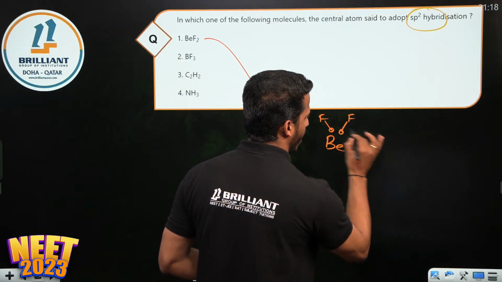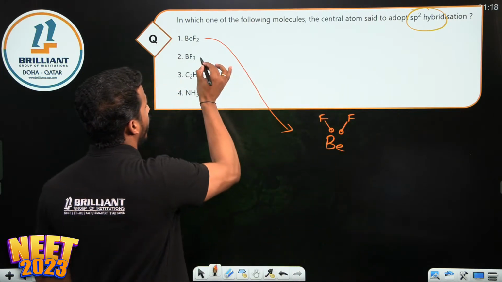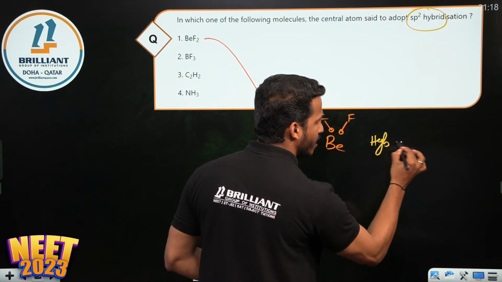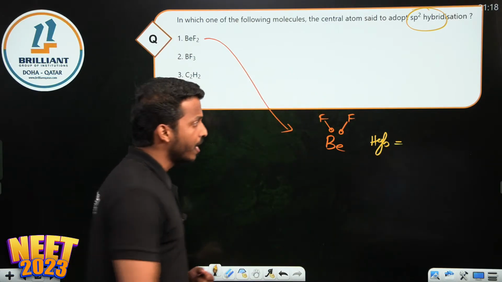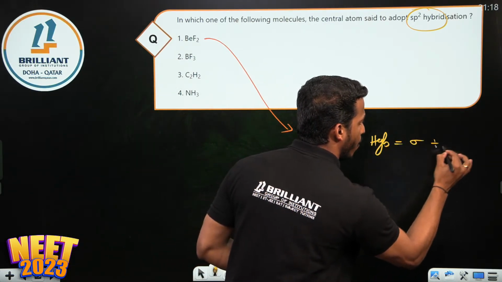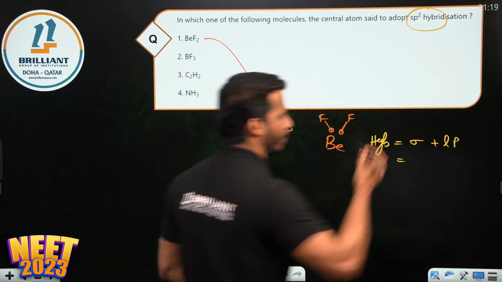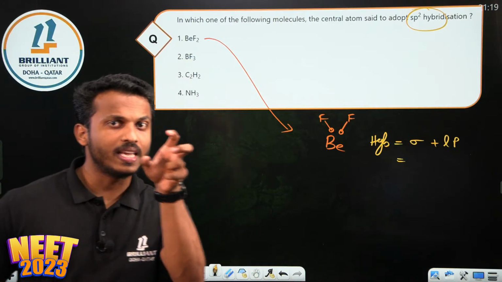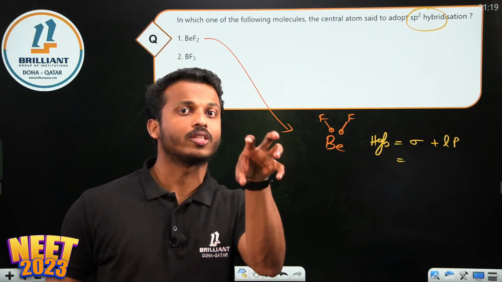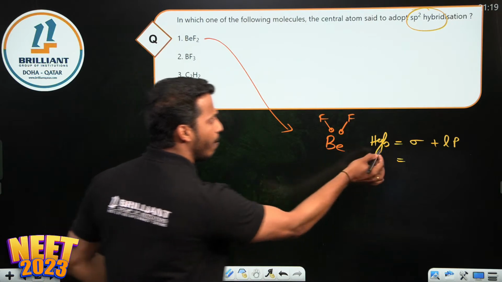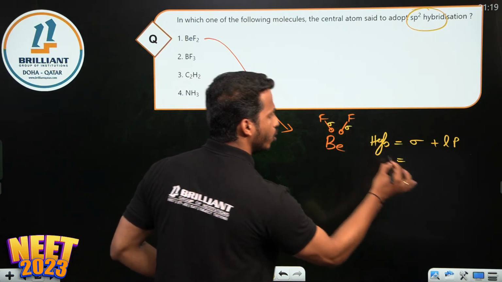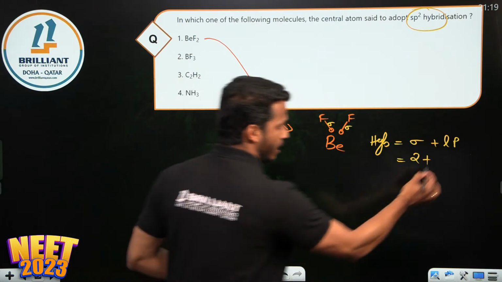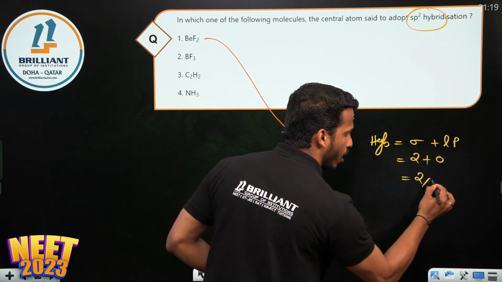So you can see there are 2 sigma bonds. Now, how to calculate the hybridization? Dear all, hybridization is calculated by taking the sum of sigma bonds and lone pairs on the central atom. Tell me how many sigma bonds on this beryllium? 1, 2. Yes, 2 are there. Is there any lone pair on beryllium? No, 0. So what is the total sum, dear all? 2.